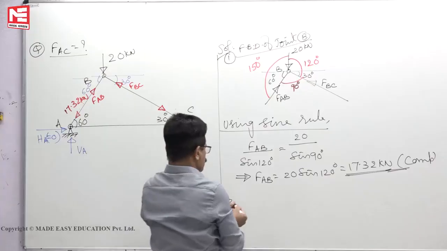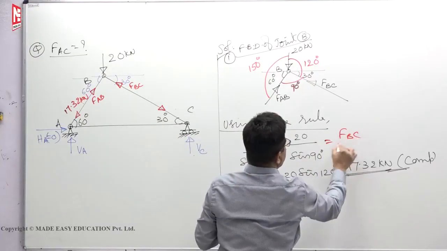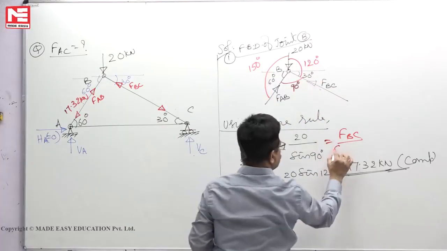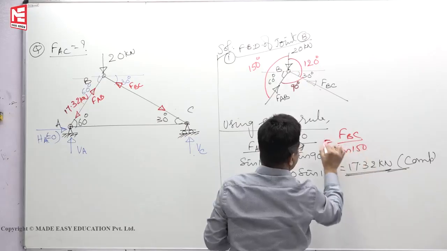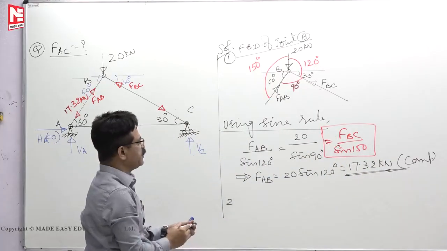If at all here you are also interested in BC, let us say, you can write FBC by sine 90, surrounded by 120, opposite angle is 150, sine 150. You can find FBC also, but we are not interested in that.